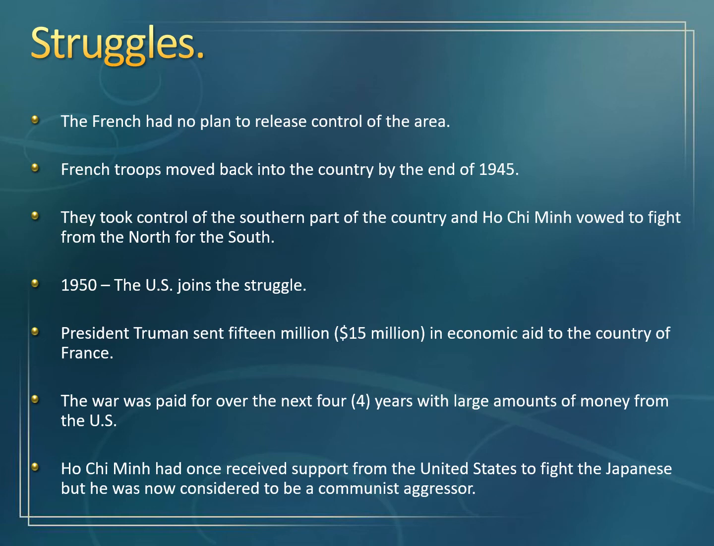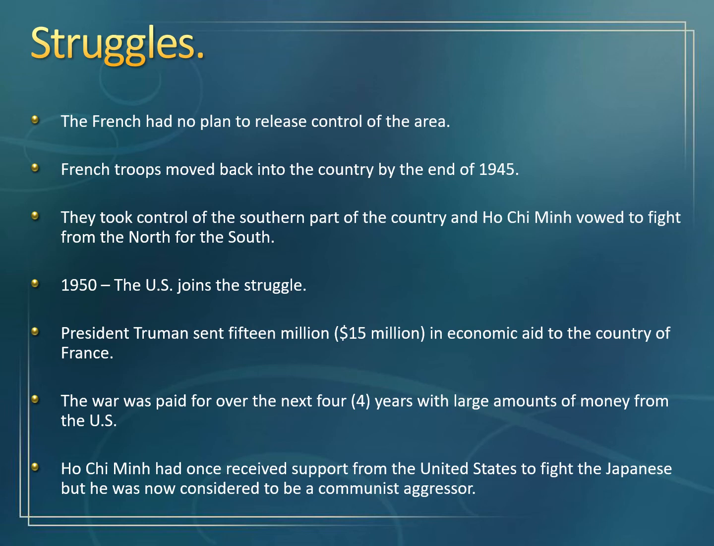Now, the French had no plan to release control of the area, so French troops moved back into the country by the end of 1945. They took control of the southern part of the country, and Ho Chi Minh vowed to fight from the northern part of the country for the southern part. So we have the French troops in the southern part, and Ho Chi Minh says, no, we're going to fight back against that.